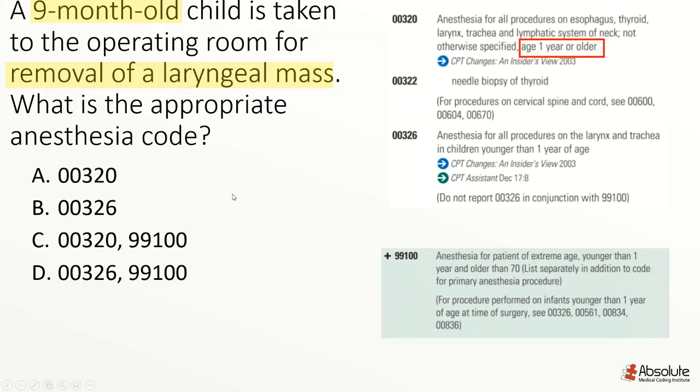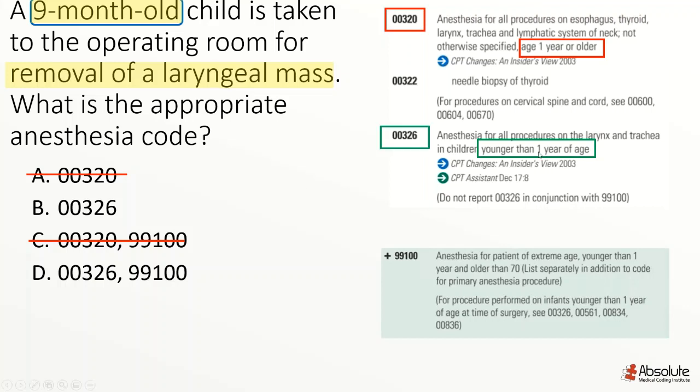All right. So for 00320, this is for a patient that is 1 year of age and older. Already we know that that code does not account for the fact that this is a 9-month-old tyke. So no to code 00320. We're going to keep it moving. Look at that. I love it when we can eliminate 2 right off of the bat. That is right. Some of that parenthetical guideline, it's going to tell the tale.